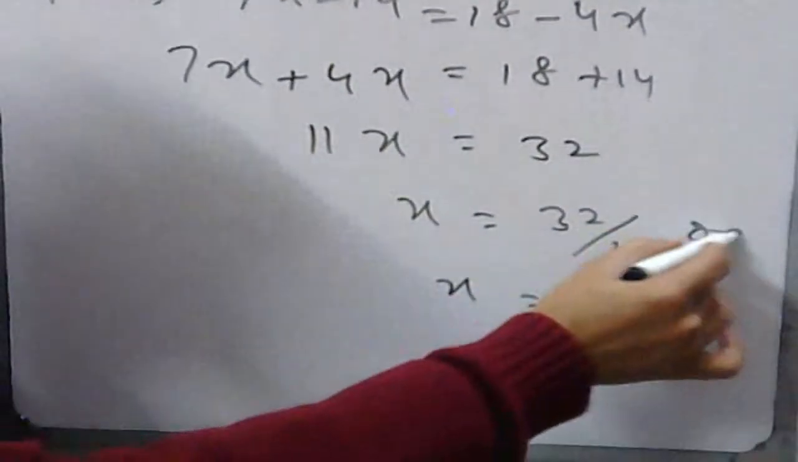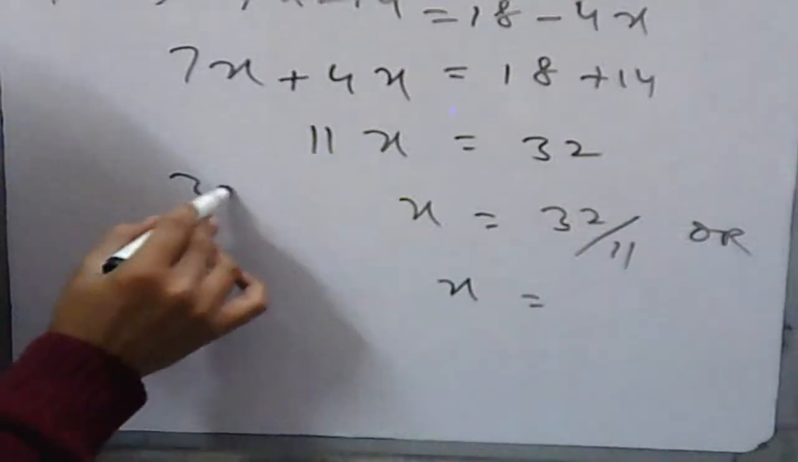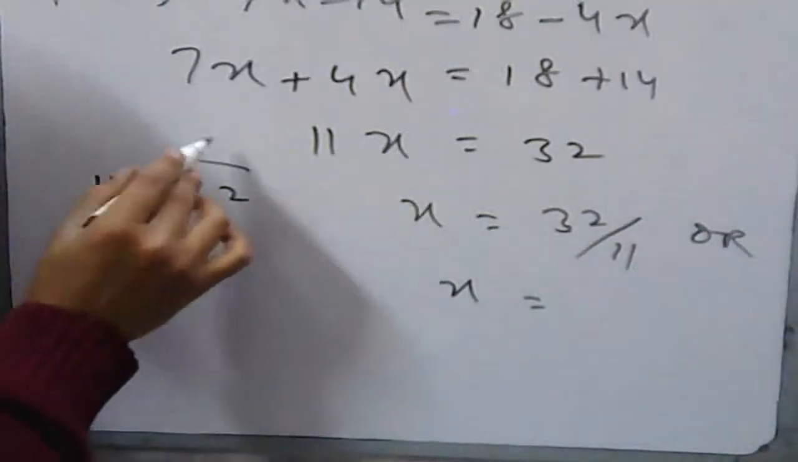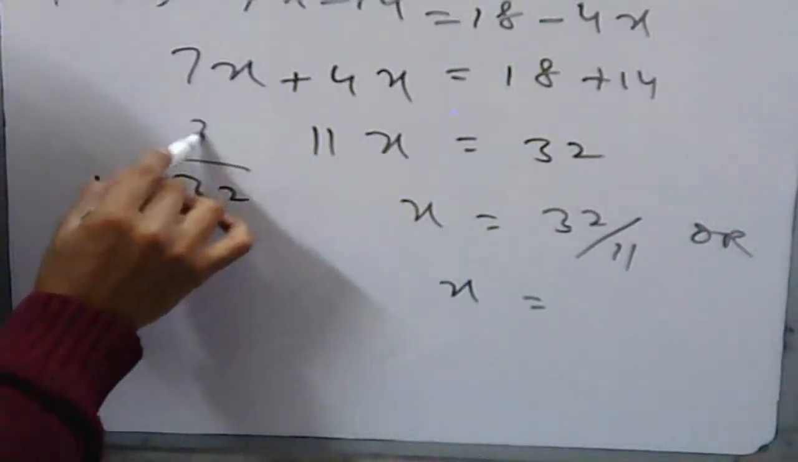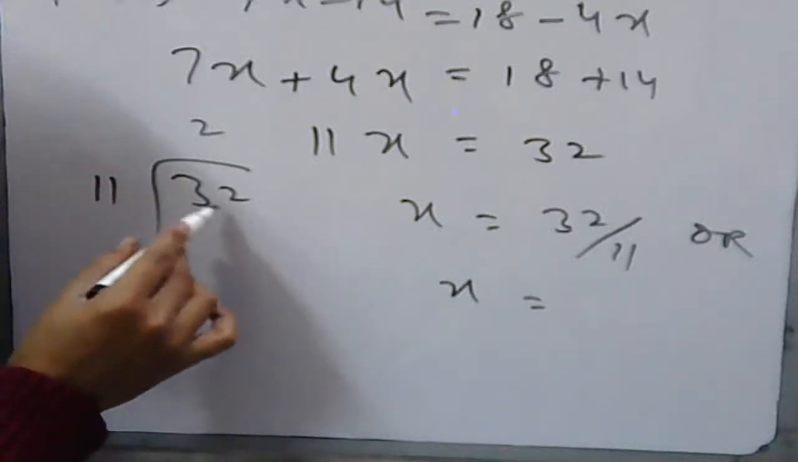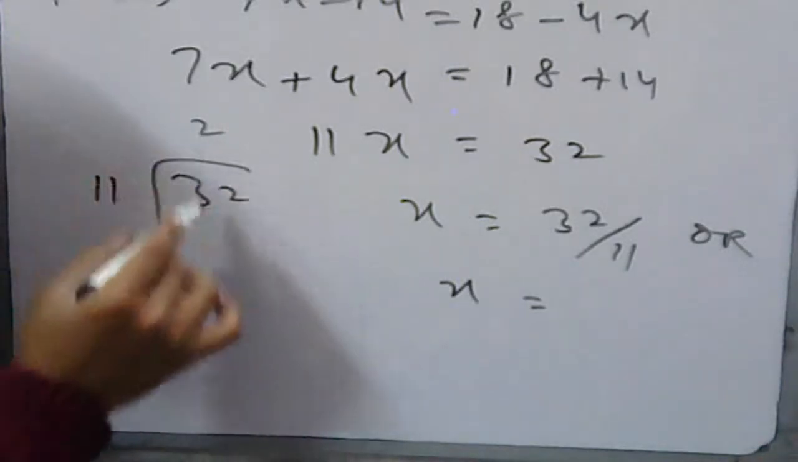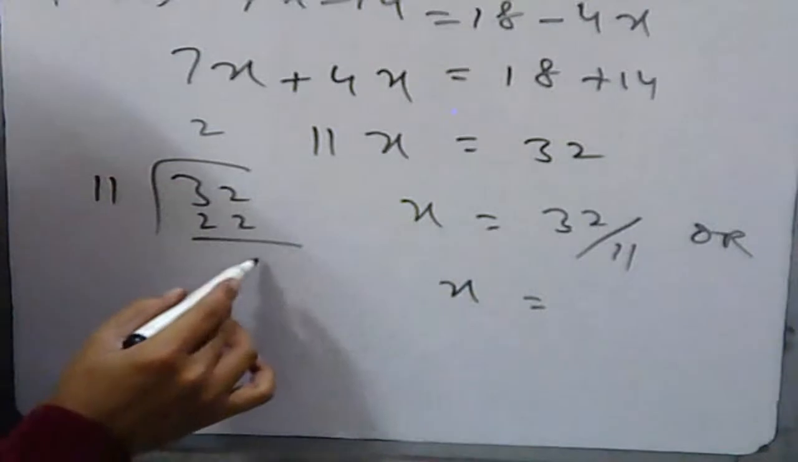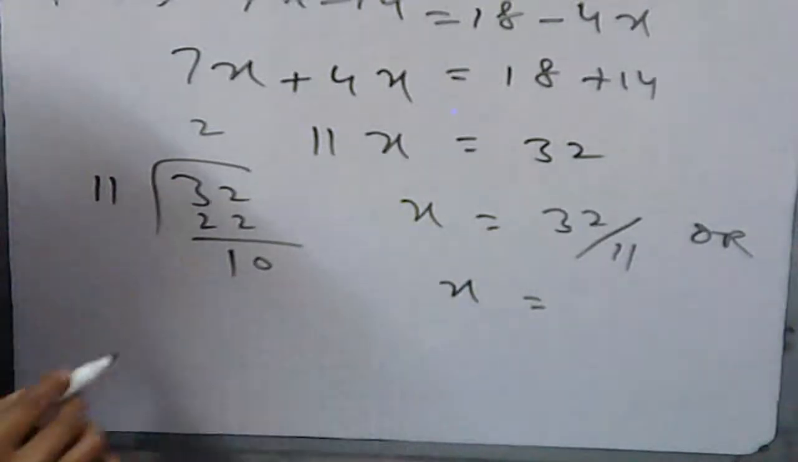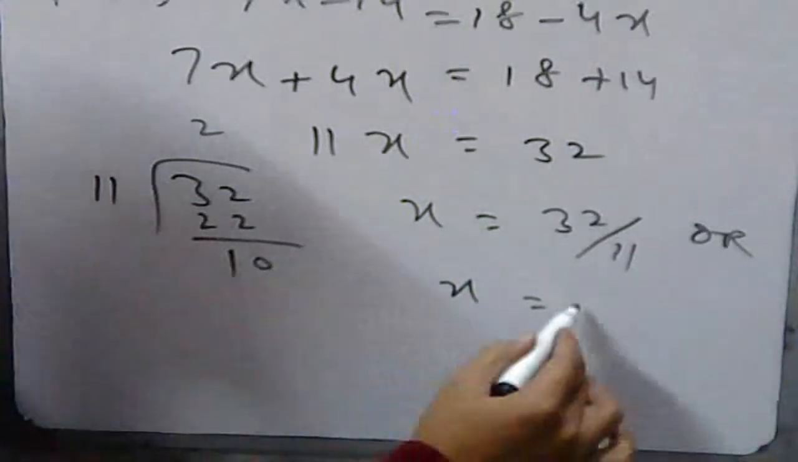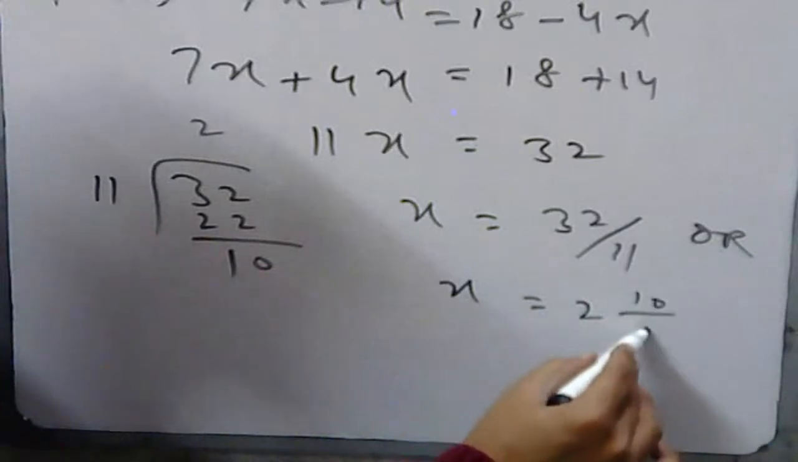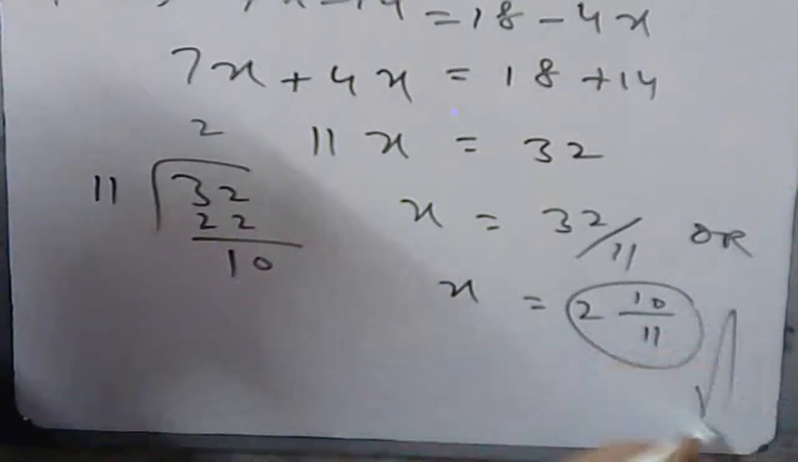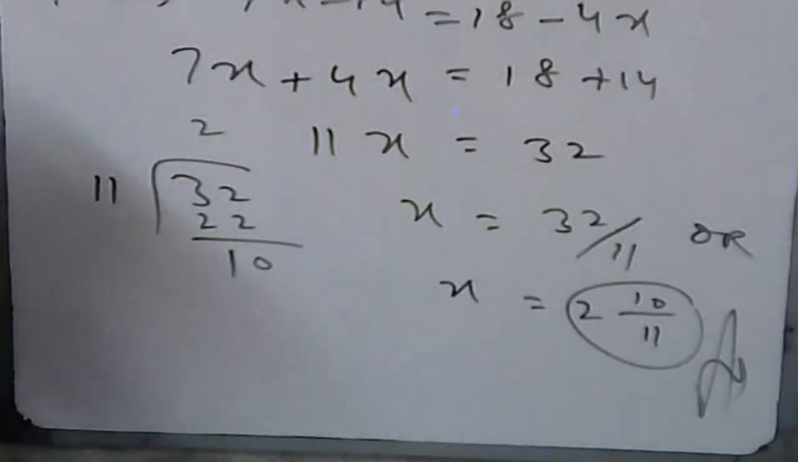Or in whole number you can write 32 divided by 11. 11 2s are 22, 11 3s are 33, but we cannot put the greater value here, so 11 2s are 22. So you will get 10. So in whole number, 2 whole 10 by 11 is your required result.